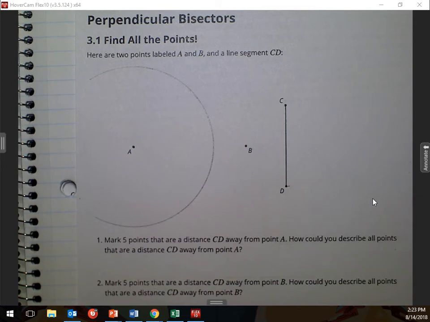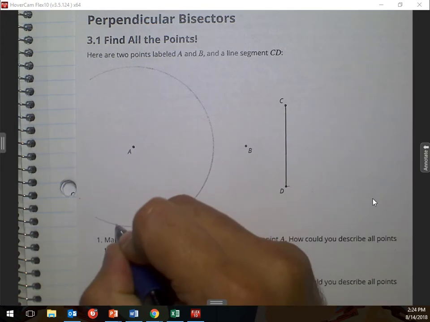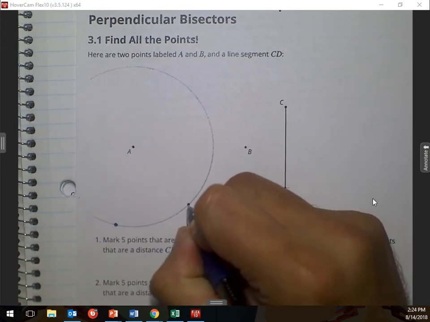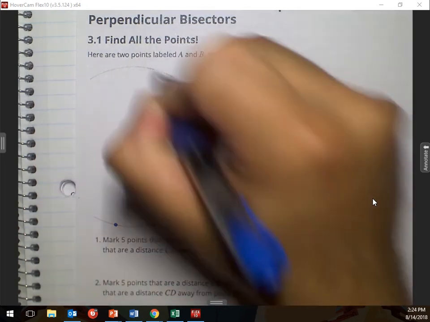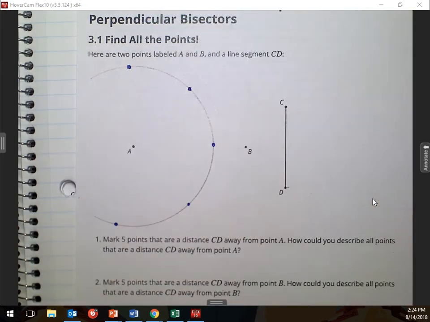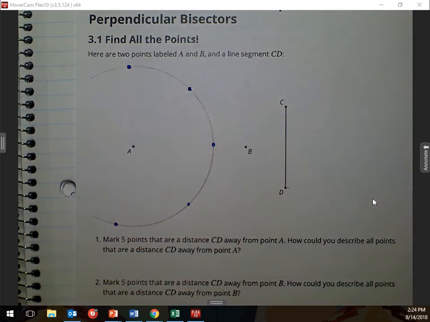All right. So did you have 5 points around that circle? Wait, where do we put the circle? Anywhere. It just said make 5 points that are CD away from it. So I'm making 5 points. Now, let's look at the second part of that.